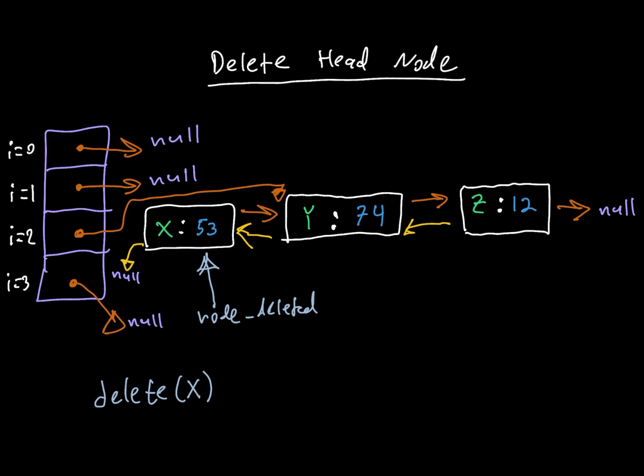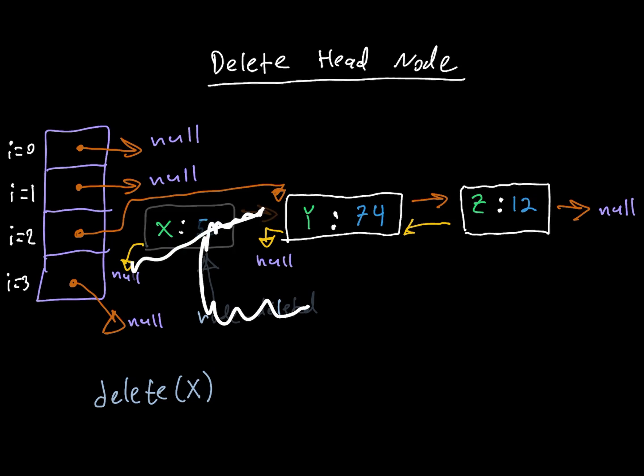And we would go to the node to be deleted. We see that its next pointer is not pointing to null. So what we would do is we would go to the next node in the sequence, y, and we would update its previous pointer to now point to null. And then for our purposes, this node is treated like it doesn't even exist anymore.